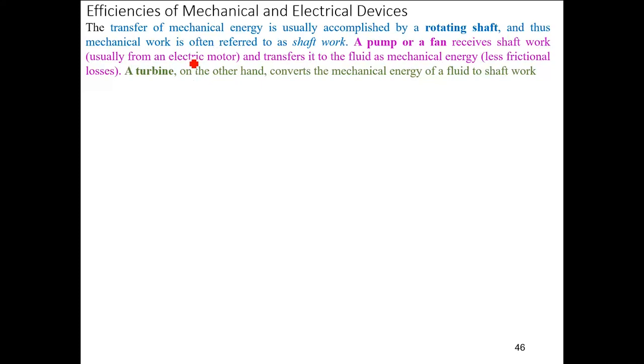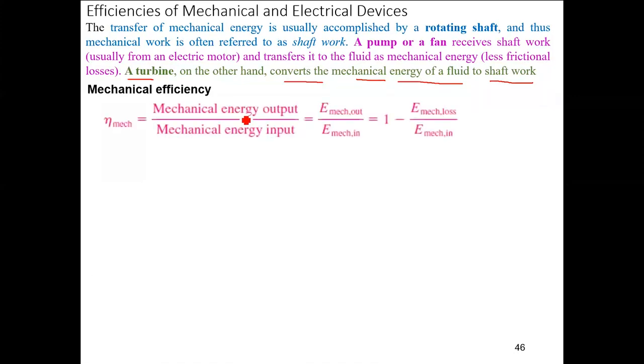But on the other hand, what a turbine performs is, a turbine converts the mechanical energy of the fluid. It utilizes the mechanical energy of the fluid to do the shaft work. It is doing the opposite process. That means it is extracting the energy of the fluid, the moving fluid, to rotate the shaft. So it is doing exactly the opposite of what is being done in the case of a pump. Is the point clear?